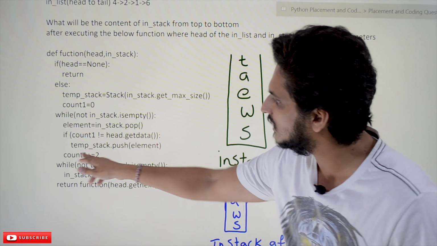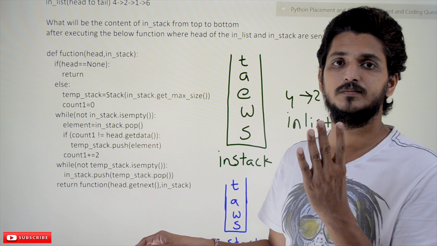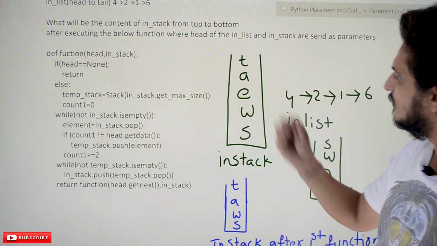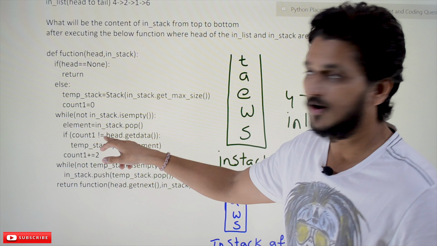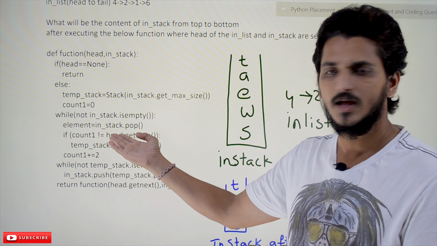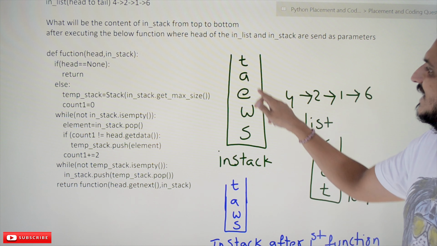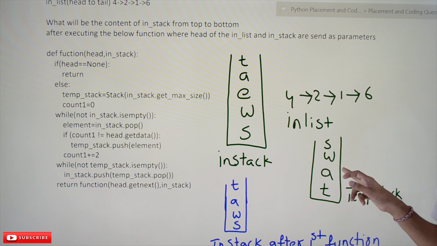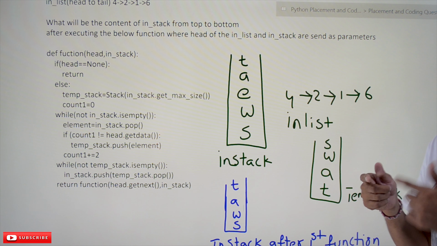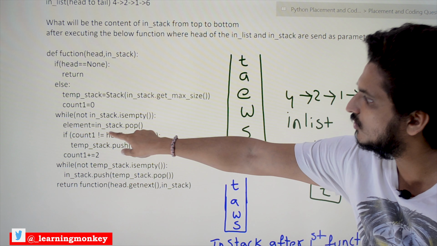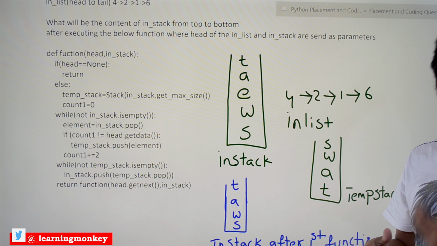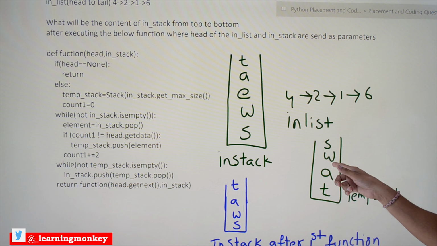Again count is incremented, count1 is equal to 4 now. Okay, while element is equal to e will be popped off. If count1, 4 not equal to 4, the condition fails, it won't go, which means this e is not pushed into the temp stack. If you understand this, whenever count1 is equal to head.getData(), it's easy to solve, you can easily solve the problem. So e is not sent.